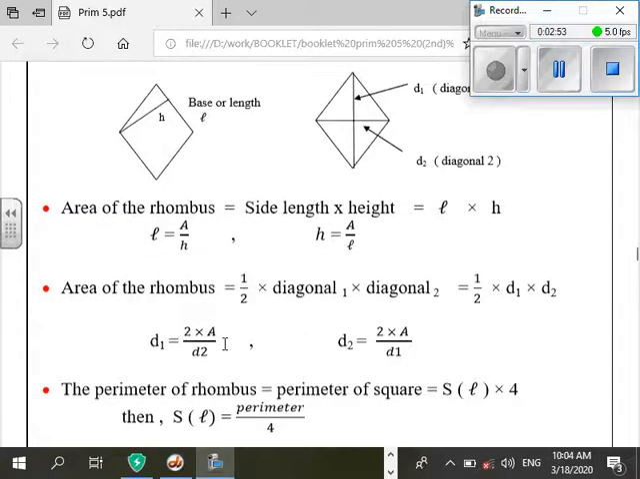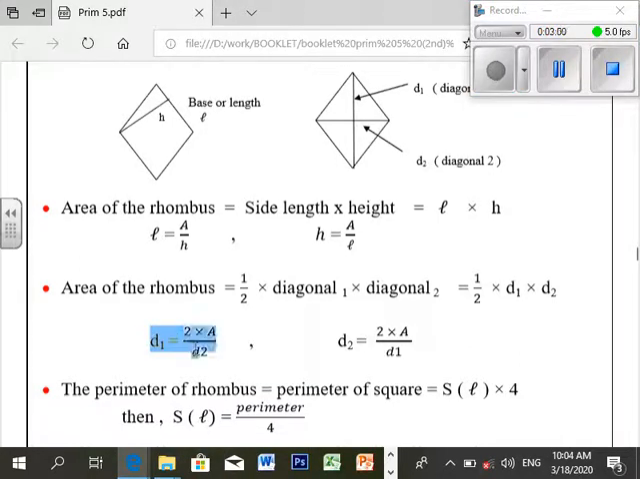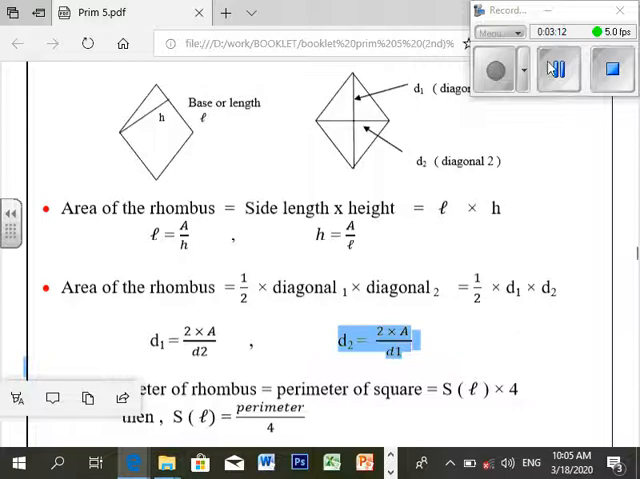If I want to find diagonal 1, I will have the area on the top. I will make area by 2 divided by diagonal 2. If I want to find diagonal 2, I will make area by 2 divided by diagonal 1. This is to find diagonal 1 or diagonal 2.